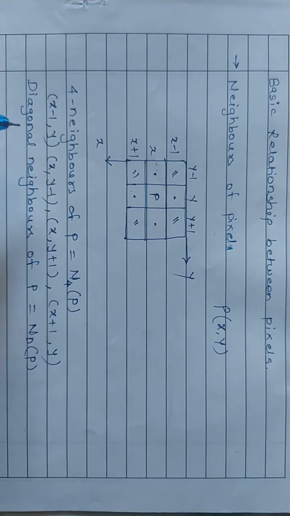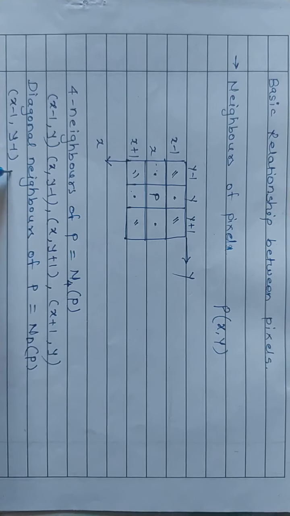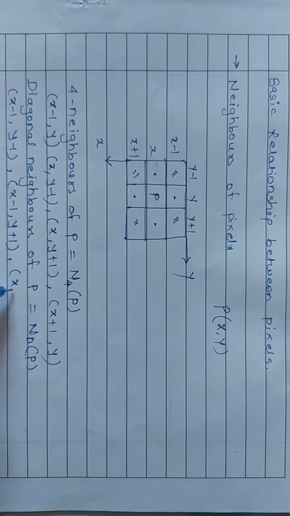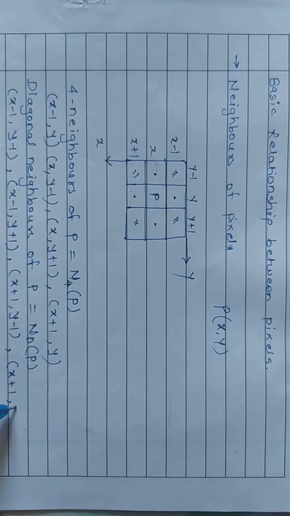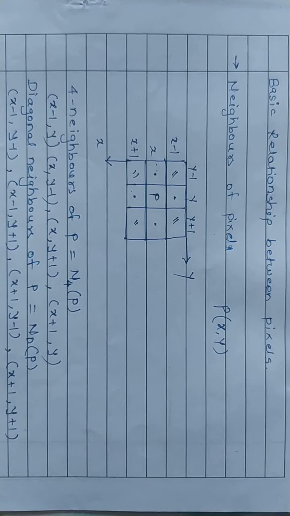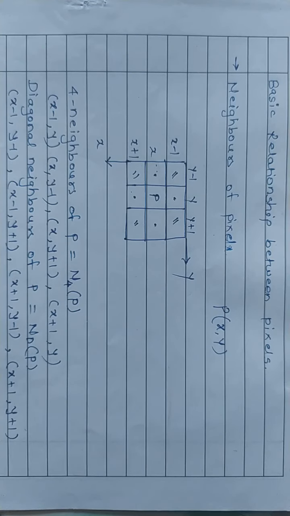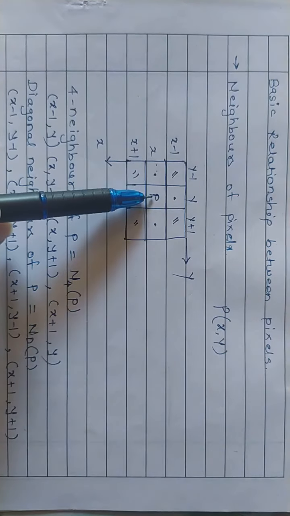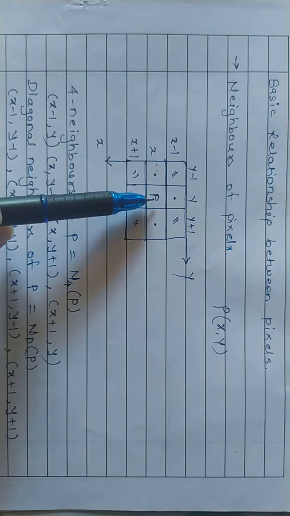So we write the coordinates of the diagonal neighbors of pixel P as x minus 1, y minus 1, then x minus 1, y plus 1, then x plus 1, y minus 1 and x plus 1, y plus 1. So these are the diagonal neighbors of pixel P. Here each neighbor of pixel P is present at a unit distance from pixel P.